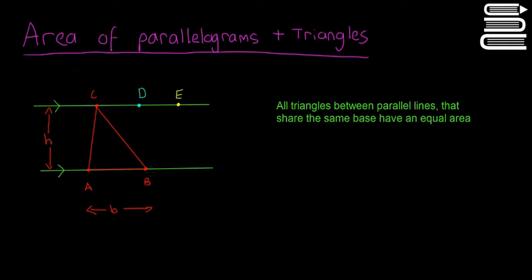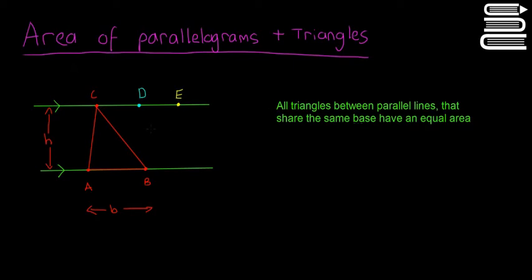So the first rule I'm going to look at is that all triangles between parallel lines that share the same base have an equal area. So what does that mean? Say we have two parallel lines here, the two green ones. Obviously the height between them is going to be the same at every single point, because that's one of the definitions of parallel lines. They never get closer together or further apart.